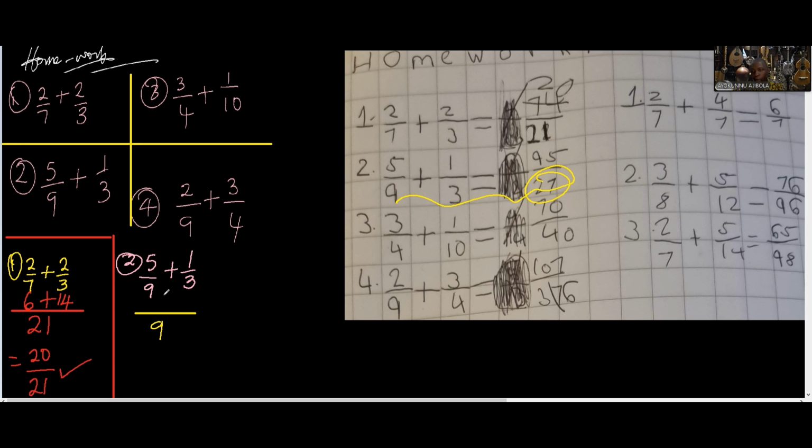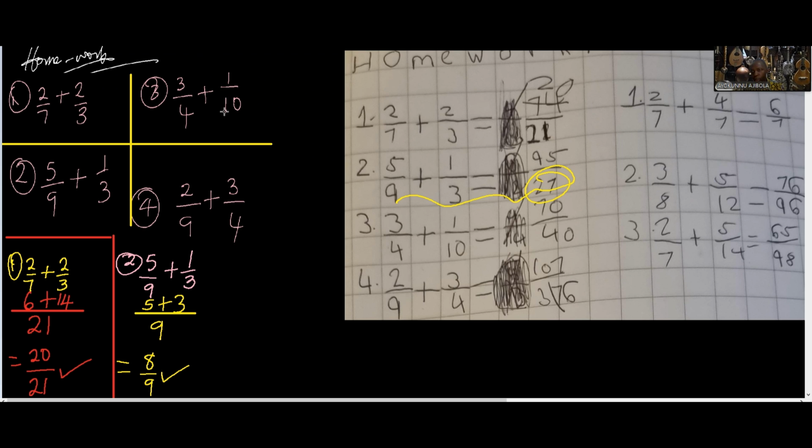Now let's look at this one. How many 9s in 9? 1. 1 times 5 is 5, so I write 5. Then how many 3s in 9? 3. 3 times 1 is 3. So what will I have as the answer now? 8 over 9. Good. Is this clear to you now?